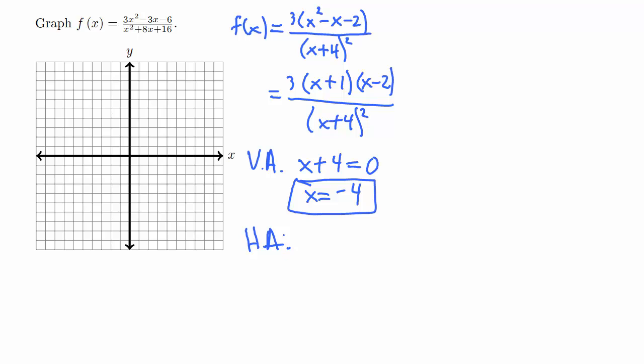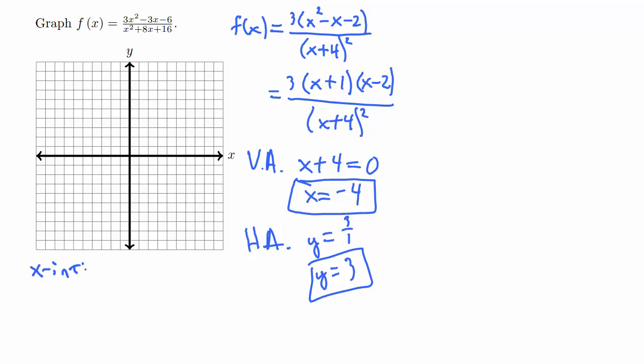Now let's look at the horizontal asymptote. The horizontal asymptote actually comes from the degrees of the problem. The degree of the numerator is 2, the degree of the denominator is 2. They're the same thing. Because they're the same, we look at the ratio of the leading coefficients. So that's going to give me y equals 3 divided by 1. And simplified, that gives me y equals 3.